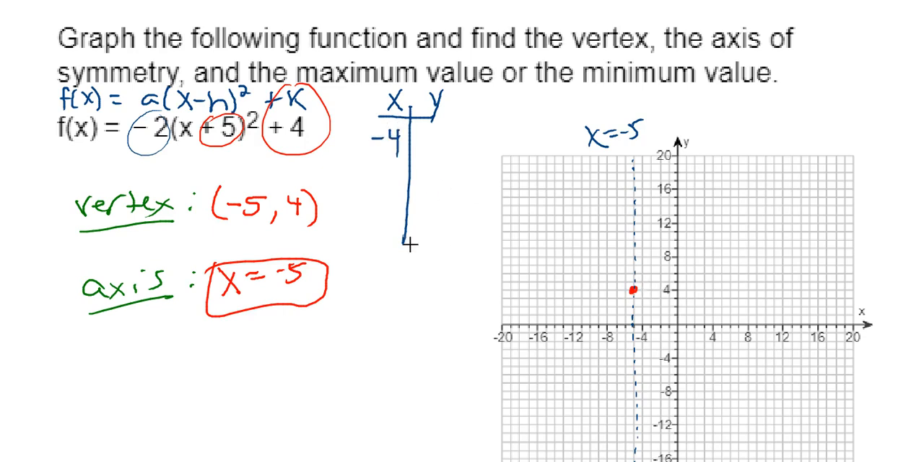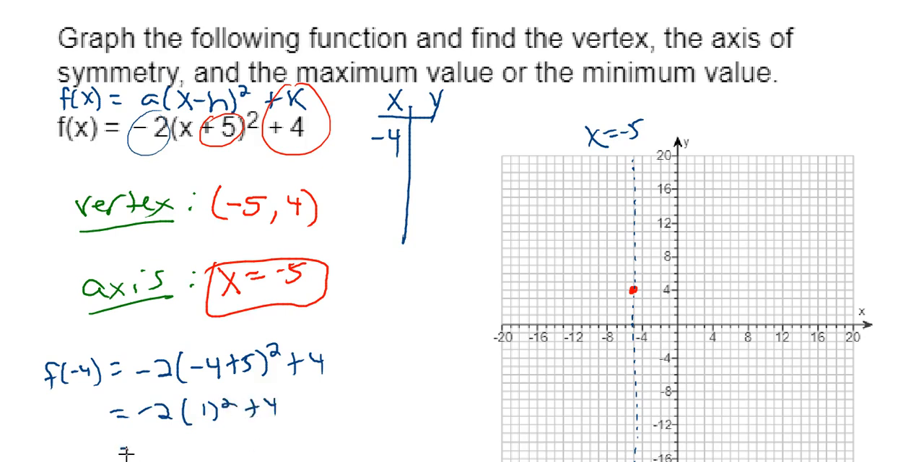I'm sticking really close to the vertex here. So if we plug in -4 there, we get f of -4 equals -2 times (-4 plus 5) squared plus 4. That's going to be -2 times 1 squared plus 4. That's going to be -2 plus 4, which will be +2. Right. So that stays pretty reasonable. I thought it might be a bigger number than that. So we're going to get -4, comma 2, which is right here. That's 1 to the right of the axis of symmetry. So if I go 1 to the left of the axis of symmetry, I get a mirror image point there.